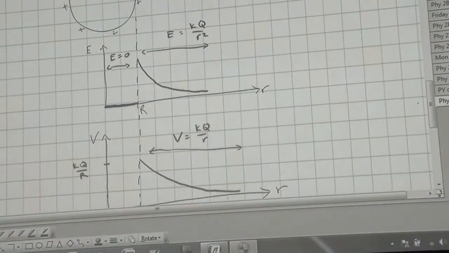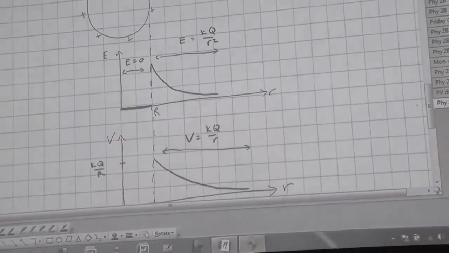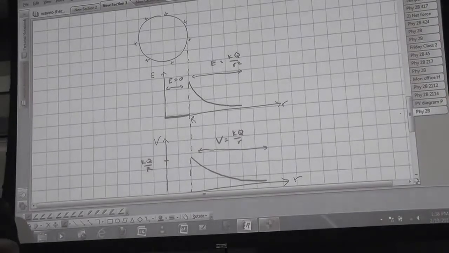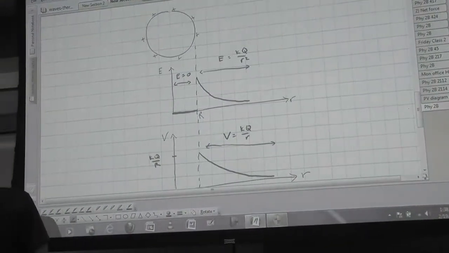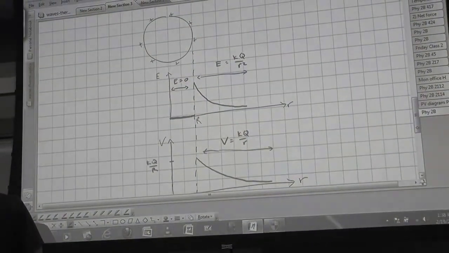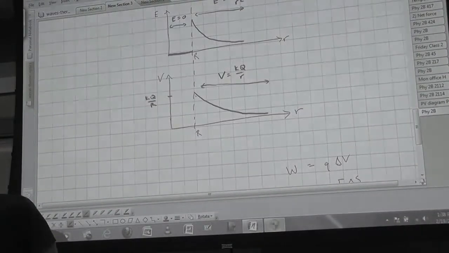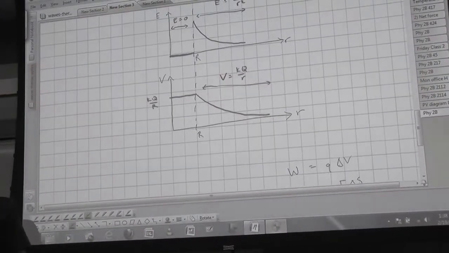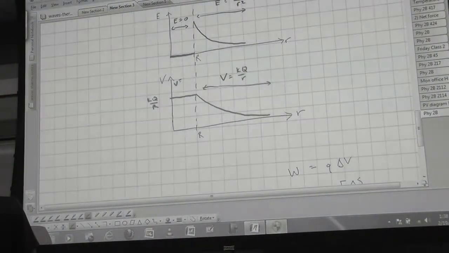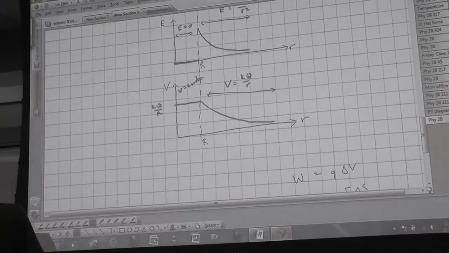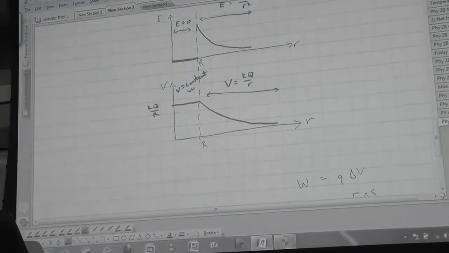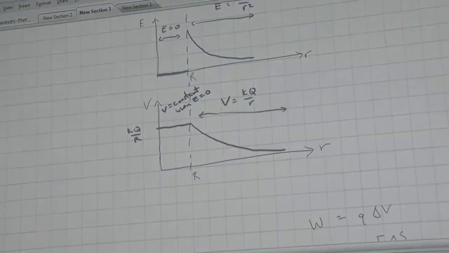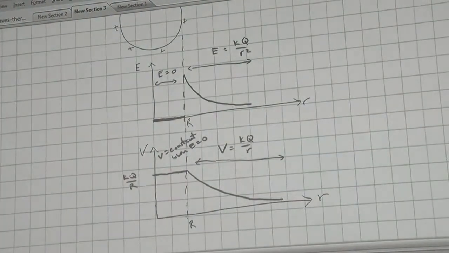What constant should we pick? We should pick whatever it is on the surface of the conductor so we have continuity. We don't want it to all of a sudden change. So what is it at the surface? It's KQ over capital R. So we'll just make it continue at that. V equals a constant when E equals 0. And what constant? Whatever it was on the surface.